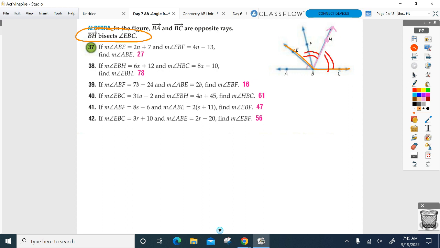All right, everyone good before we get going? Remind me of the number again. I'm getting fired up, sorry. 39. So here you go, 39. ABF from here to here is 7b minus 24. Let's see. ABE is 2b.